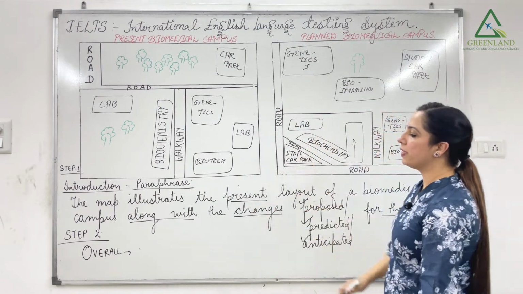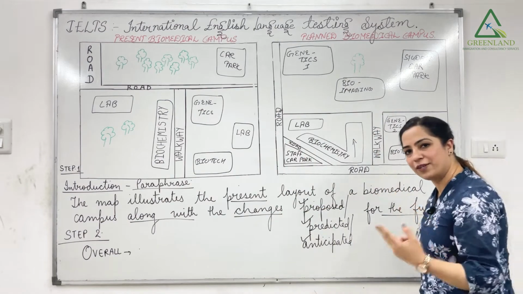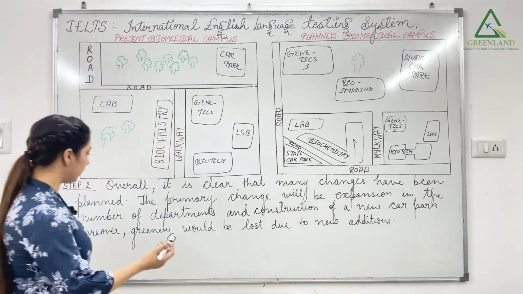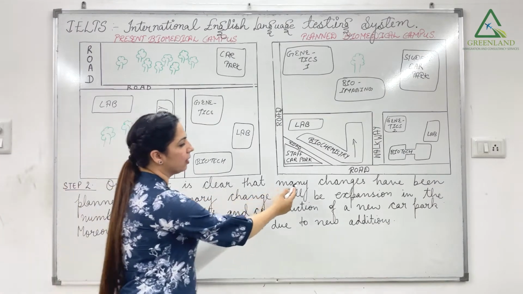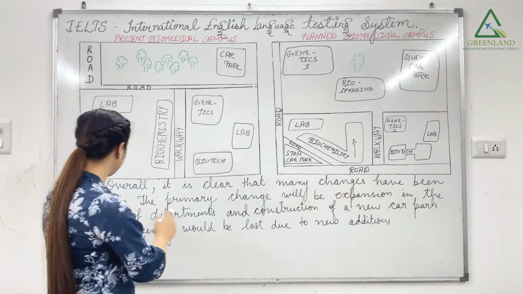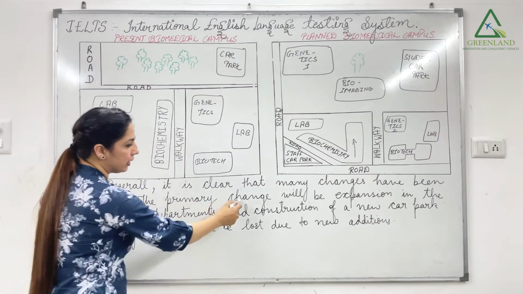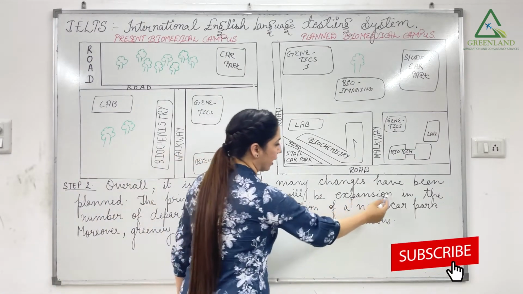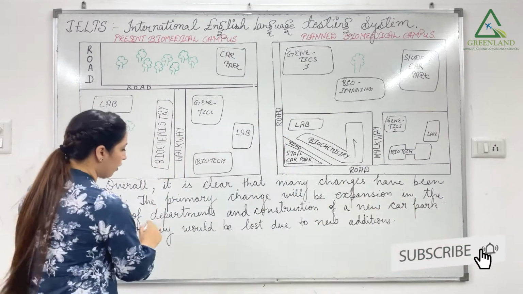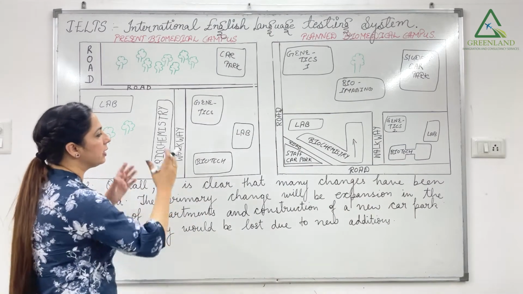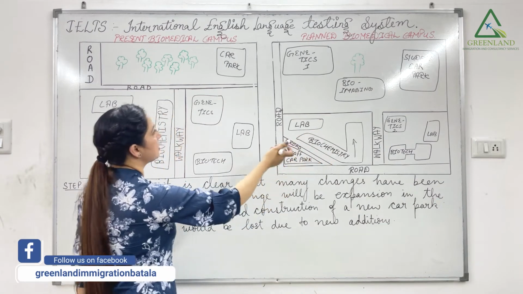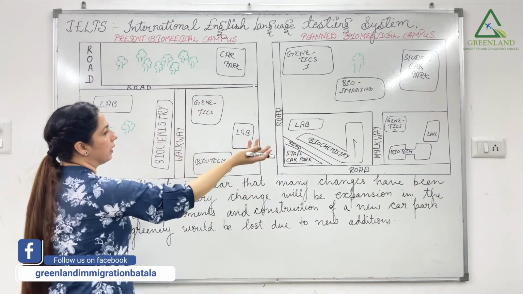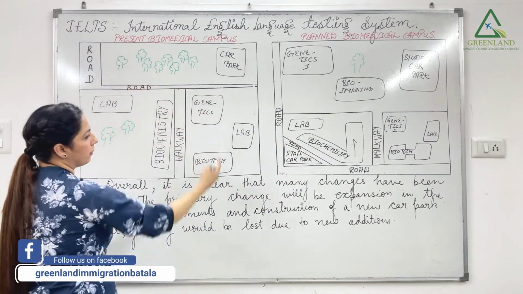The rest of the details we will mention in paragraph 1 and paragraph 2. This is how we write an overall. Overall, it is clear that many changes have been planned. The primary change will be an expansion in the number of departments. That means the number of departments will increase in the future, because this one has no bioimaging department, and genetics 1 has no department in this one.